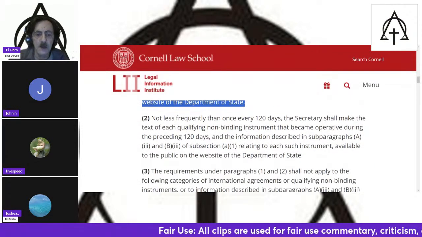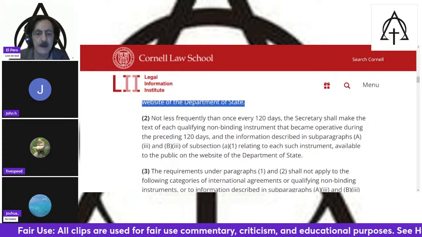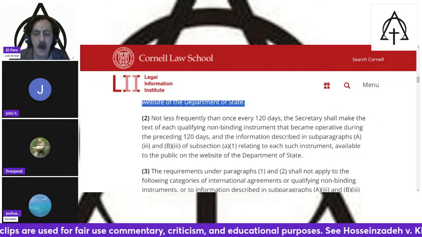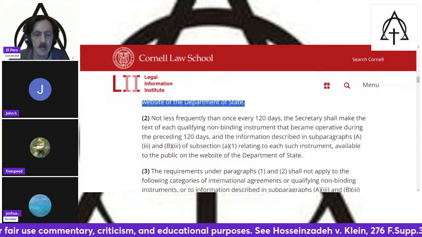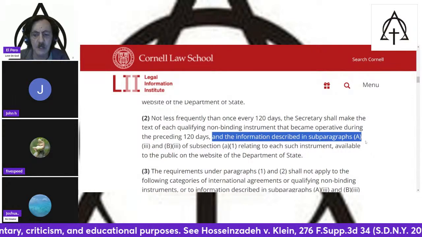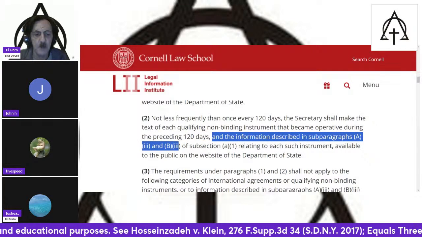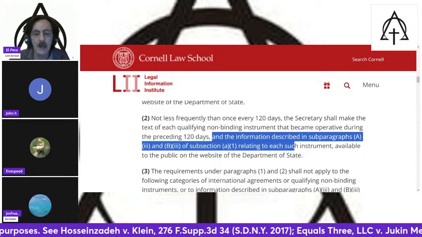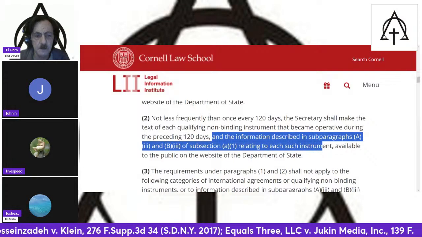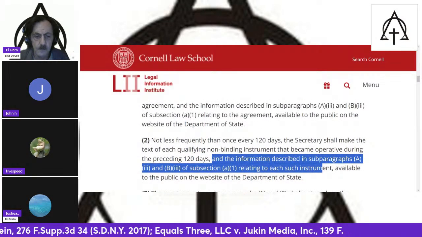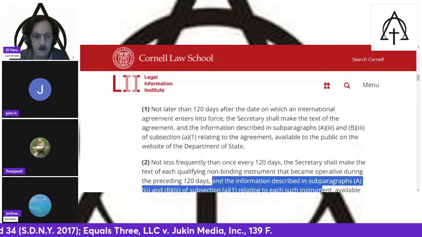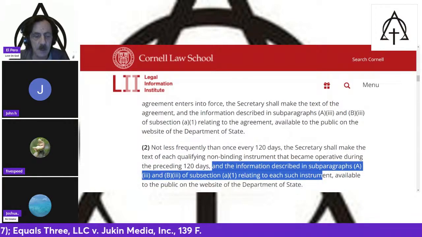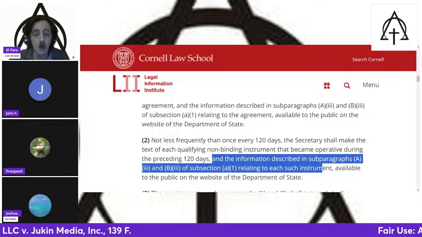Not less frequently than once every 120 days, the Secretary shall make the text of each qualifying non-binding instrument that became operative during the preceding 120 days and the information described in subparagraphs A3 and B3 of subsection A1 relating to each such available to public. What's the difference? Not less frequently. Okay. So every 120 days after that.